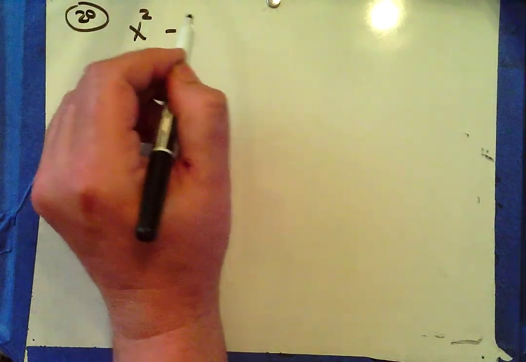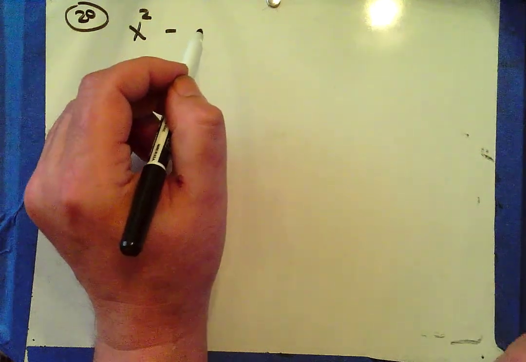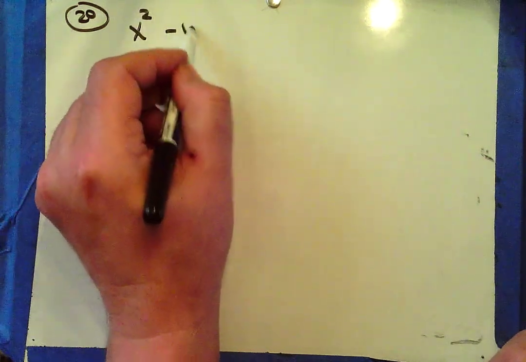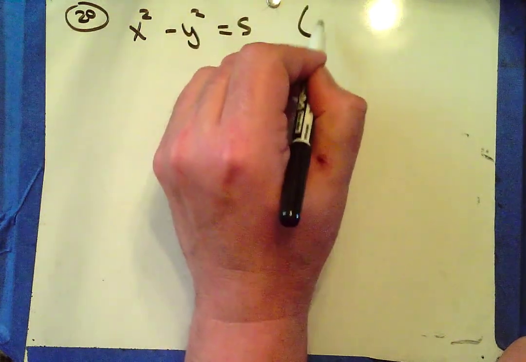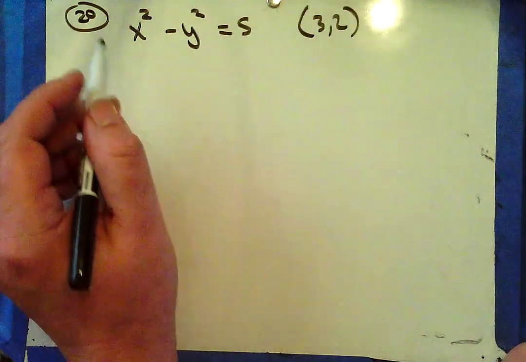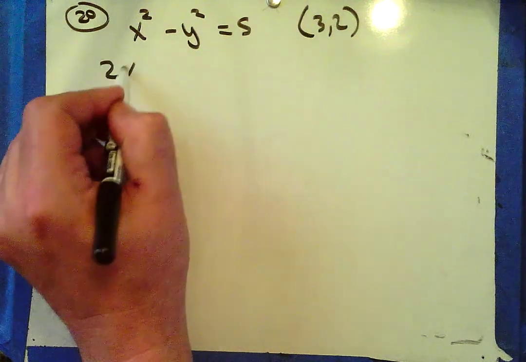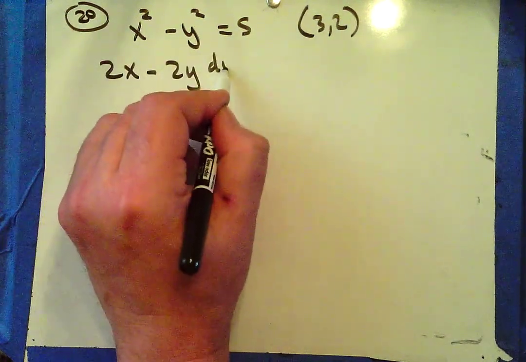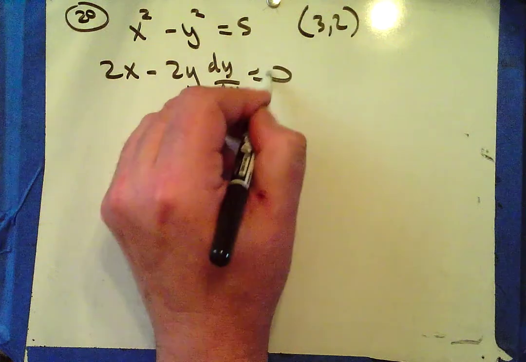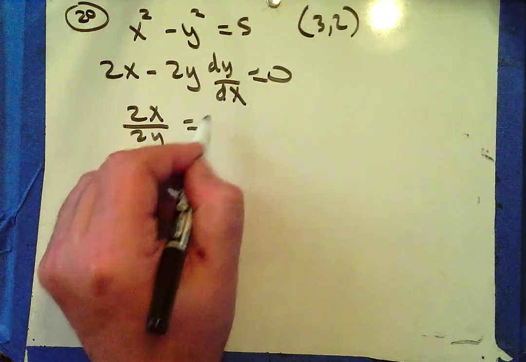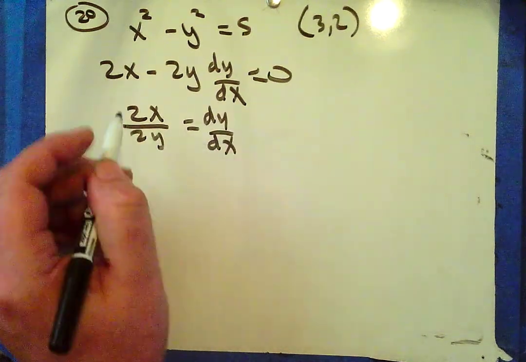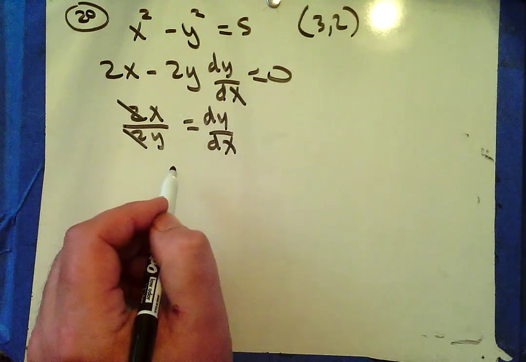X squared minus y squared equals 5. Find the second derivative at (3, 2). Okay, so the first derivative is 2x minus 2y dy/dx equals 0, or 2x divided by 2y equals dy/dx. And so there's the first derivative.